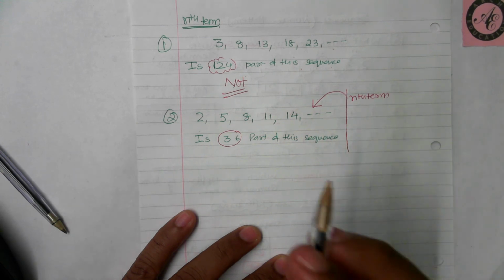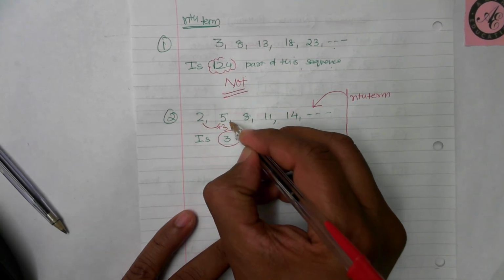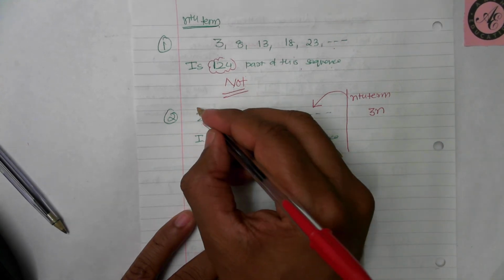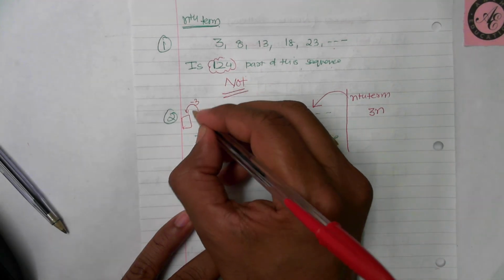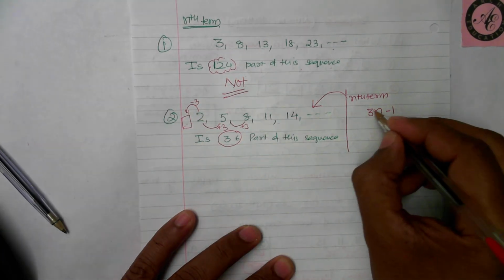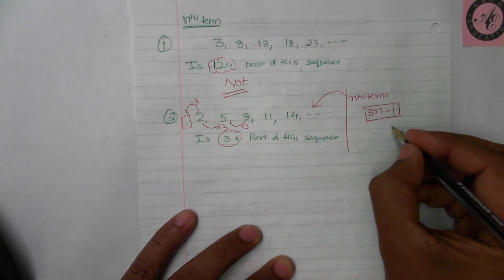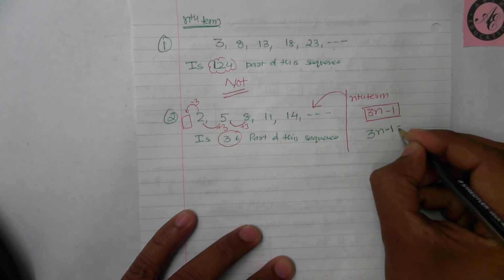Let's see. Okay, 2 add 3 is 5. Add 3 is 8, which is 3n. Then find the previous term, which will be going opposite of adding 3. Take away 3 from 2 is minus 1. So that's the nth term. So I want to see if 36 is part of this or not, guys.